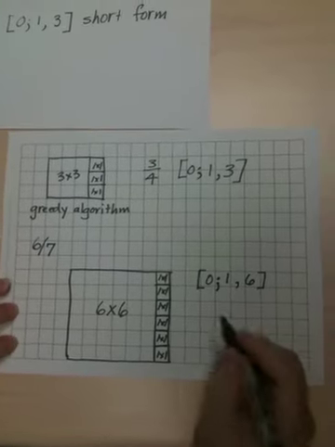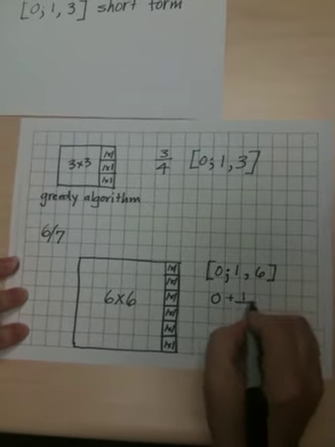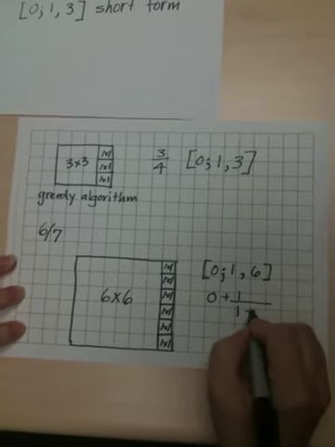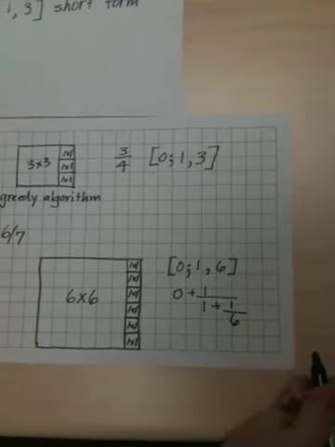I can take this and write the long form by having my leading integer plus 1 over the second plus 1 over the third number for the long form.